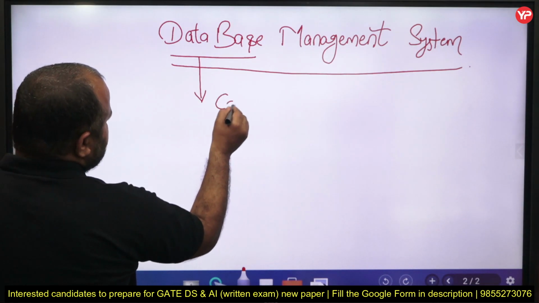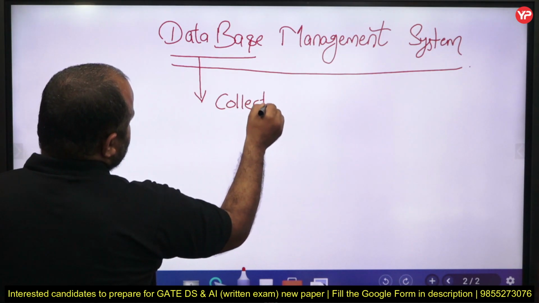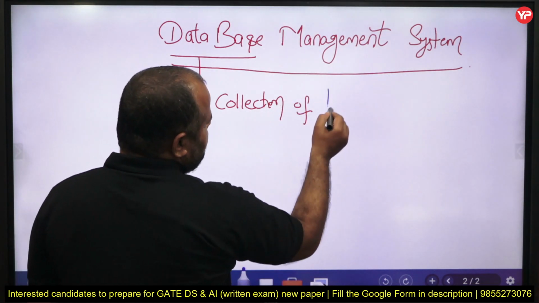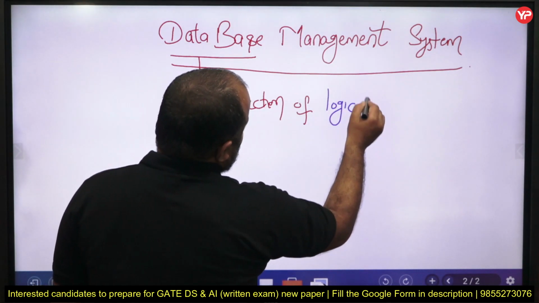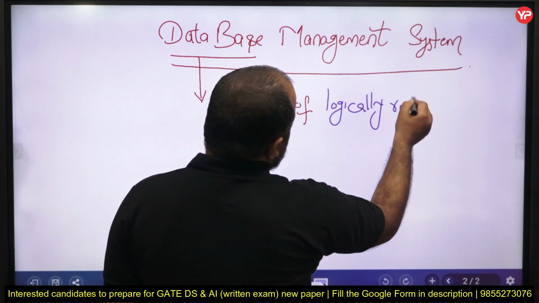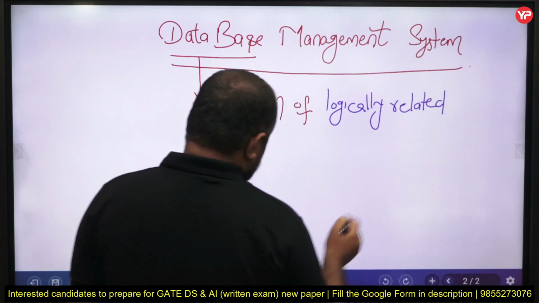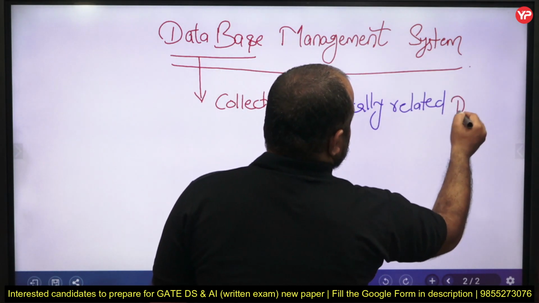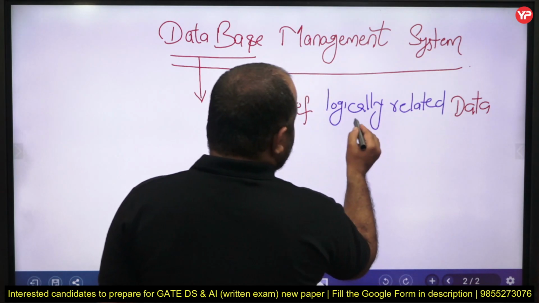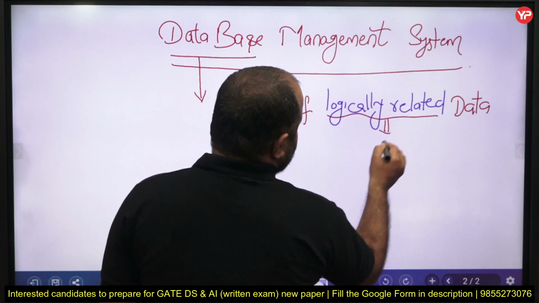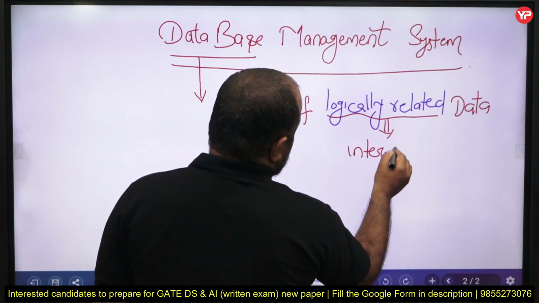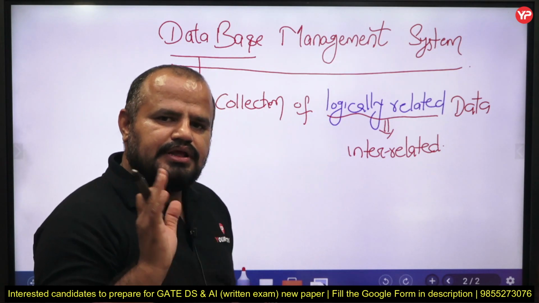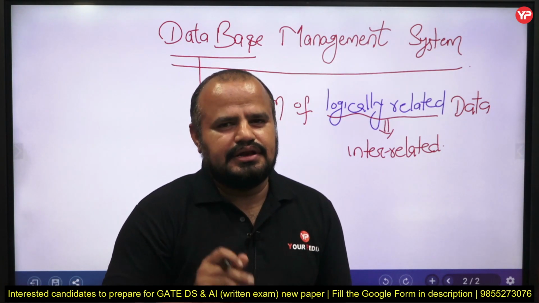It's just a collection of data, but it has some property. What type of data is the collection? A collection of logically related data. Fine. What do you mean by that? See, my dear students, or I can say interrelated data. It's a collection of logically related data or interrelated data.